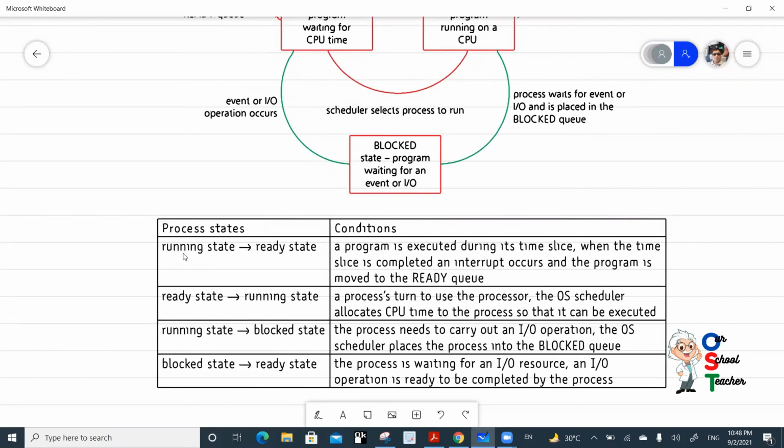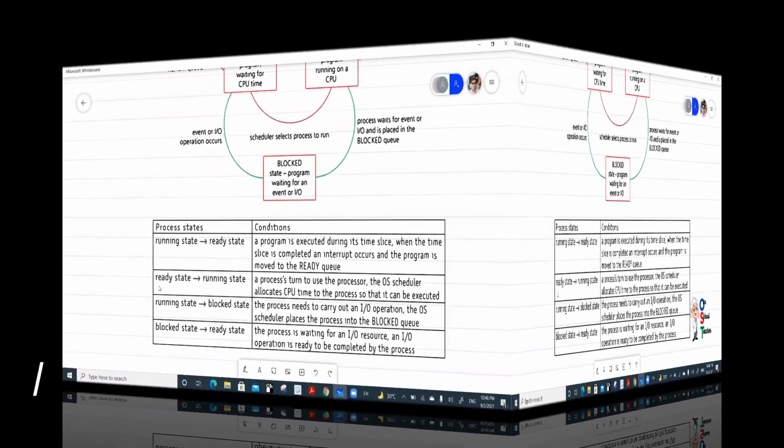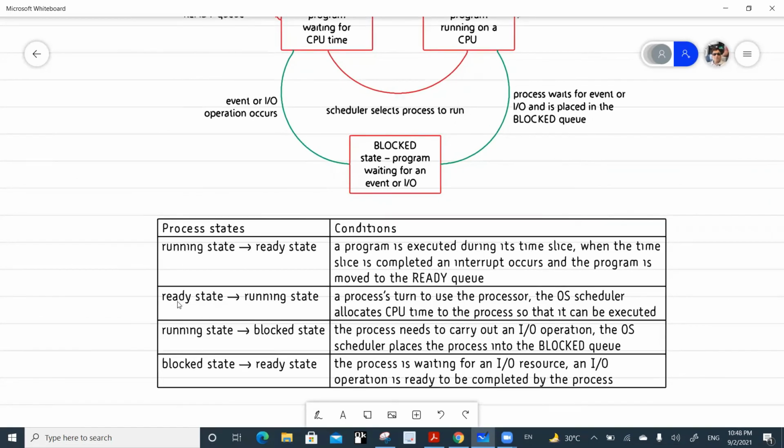If the process is going from running state to ready state, it means that a program is executed during its time slice. When the time slice is completed, an interrupt occurs and the program is moved to the ready queue. And for example, if the process is going from ready state to running state, it means that a process turned to use the processor. The OS scheduler allocates CPU time to the process so that it can be executed.